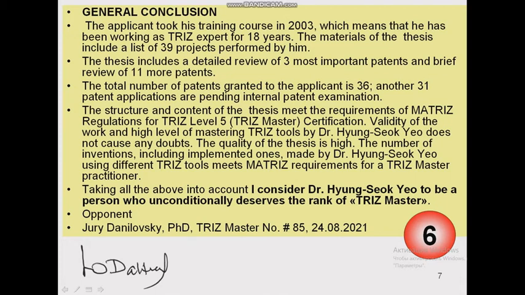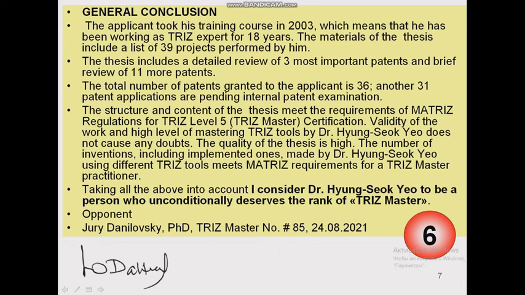The structure and content of the thesis meet the requirements of matrix regulations for TRIZ level 5 TRIZ master certification. The validity of the work and the high level of mastering TRIZ tools by Dr. Hyung Seok do not cause any doubts. The quality of the thesis is high. The number of inventions, including implemented ones, made by Dr. Hyung Seok using different TRIZ tools, meets matrix requirements for a TRIZ master practitioner.